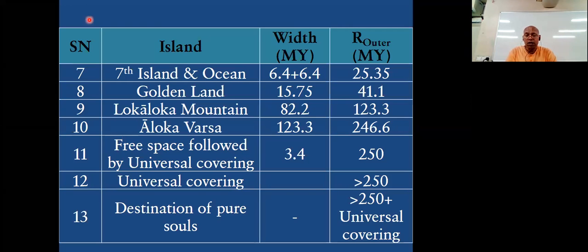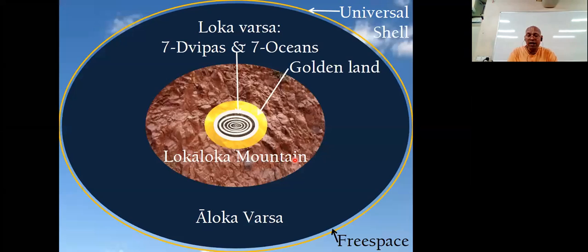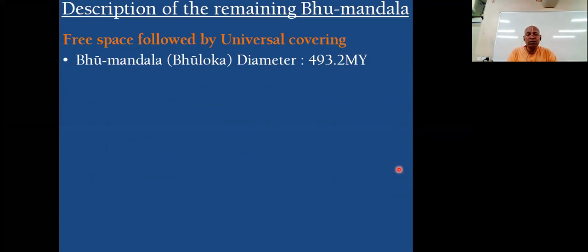So then why is Bhagavatam talking about this free space, about 3.4 million yojanas? What is the significance of this free space? What is the need of having a gap here? Why is Bhumandala not touching the universal shell? Why is it keeping some gap? There is a reason for it. So that is being mentioned here.